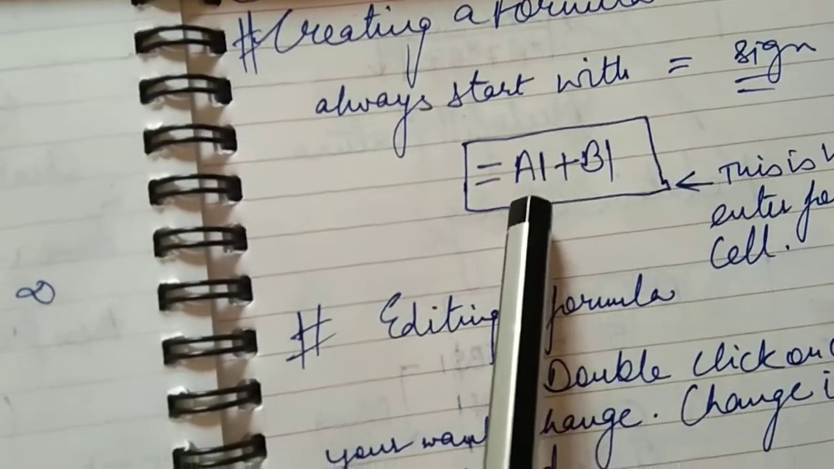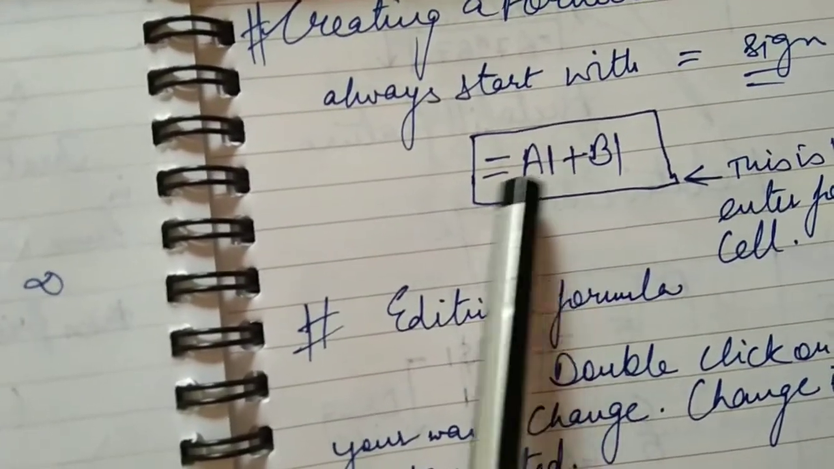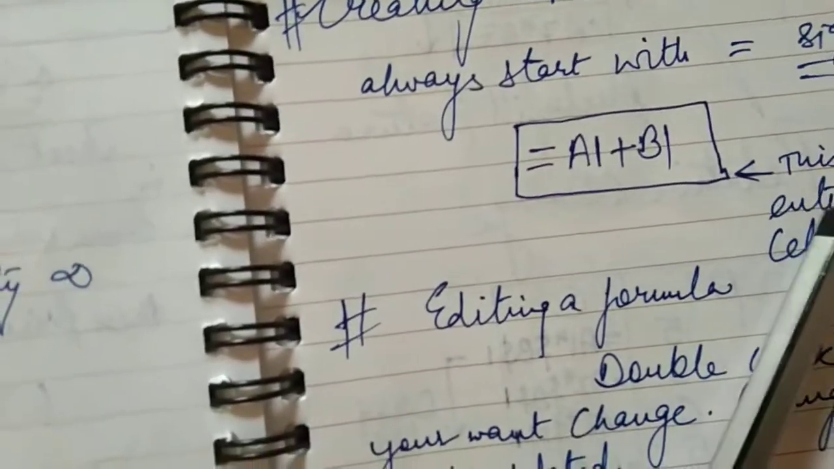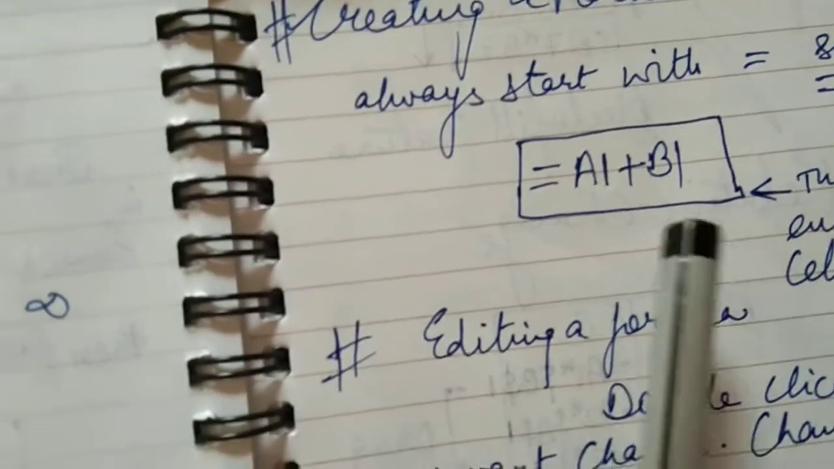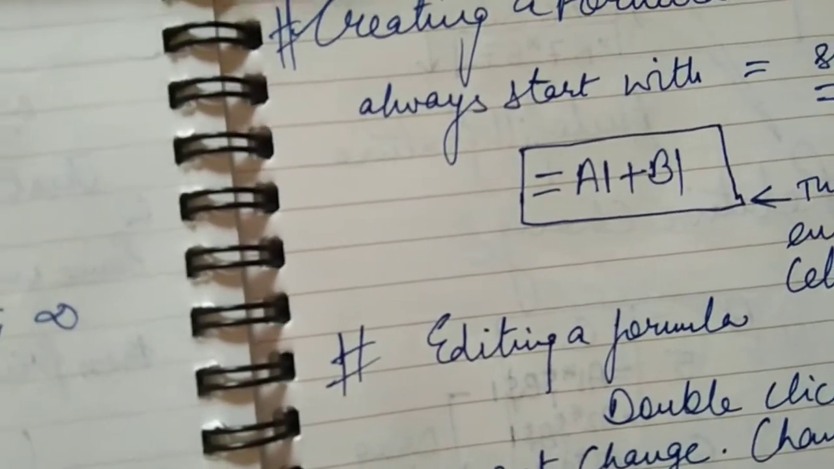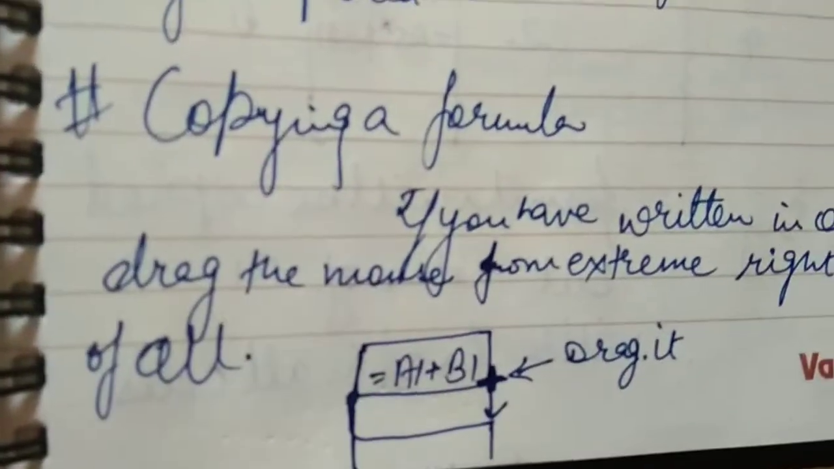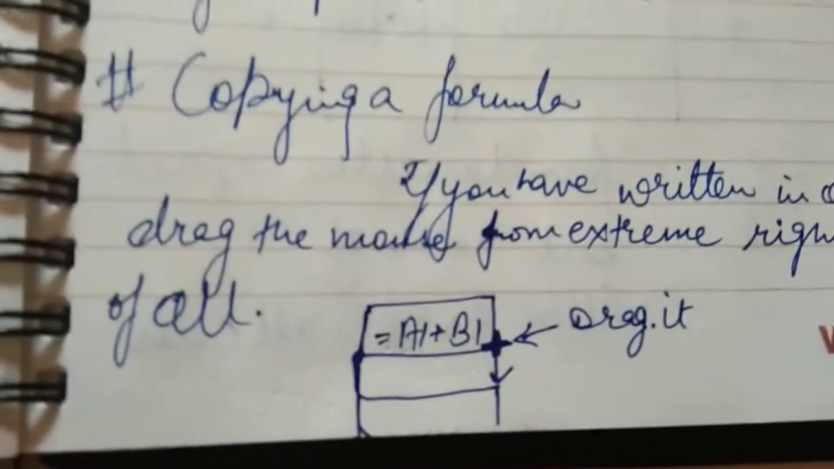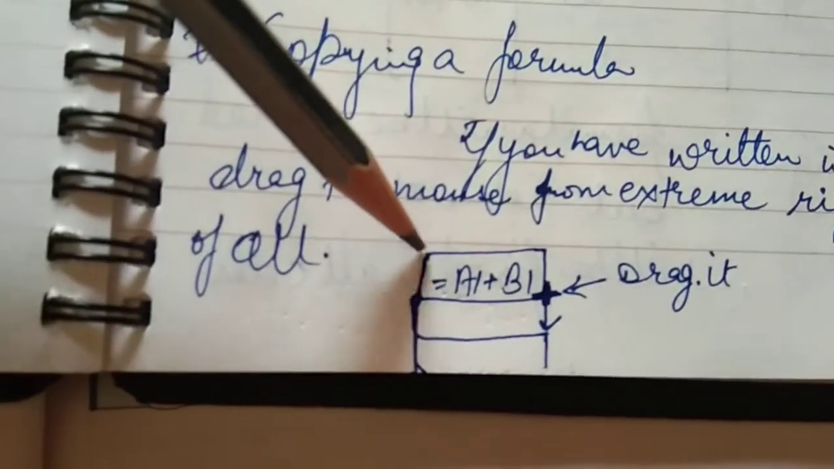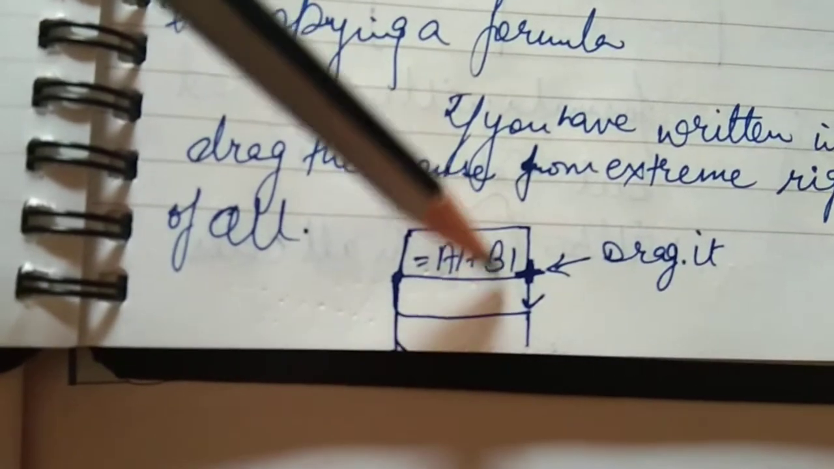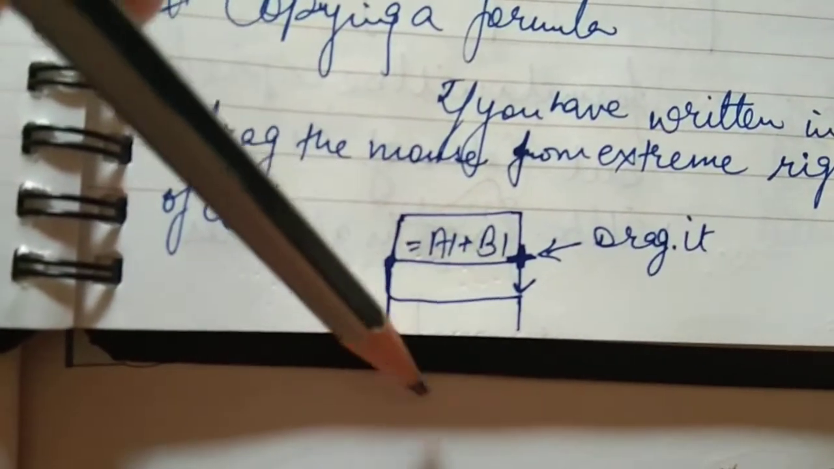By double clicking on the cell, we can change any operator, any cell address. We can change as many formula operators as we can write, and we can get the correct output as per the formula. Next is copying a formula. Now if you want to copy the formula in a full column and you have written the formula in one of the cells, suppose I have written the formula in one cell is equals to A1 plus B1 and I want to copy the same formula in a full column.